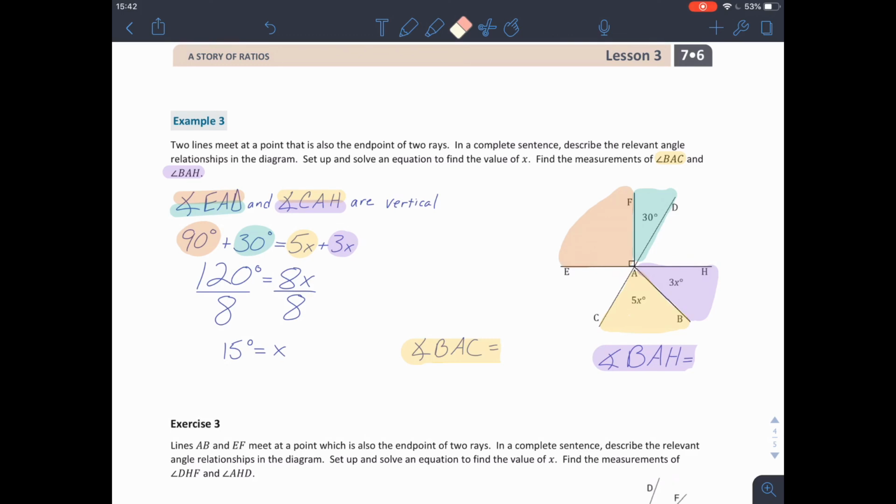So if you had used another strategy of maybe finding what those other angles that I don't have highlighted were, and then going around, you could have eventually gotten to that answer as well. So now to find the measures of my angles, all I need to do is replace in the terms for each angle. So BAC was 5x, so 5 times our 15 gets us 75 degrees for that angle. And then BAH is 3x, and when we sub that in, we get 45 degrees for that angle.